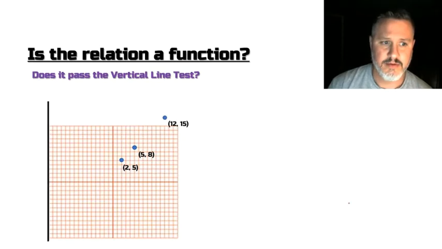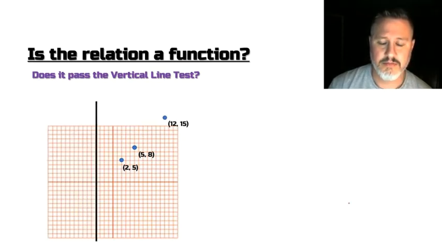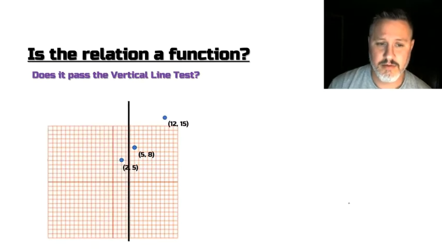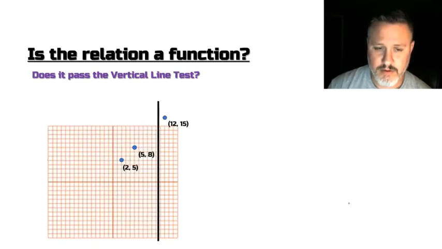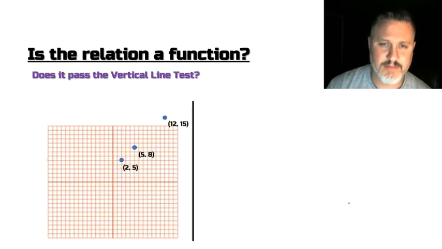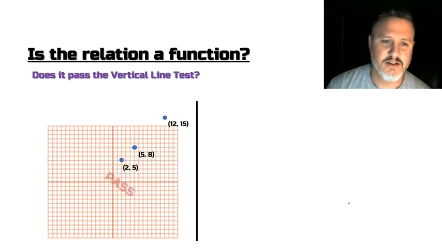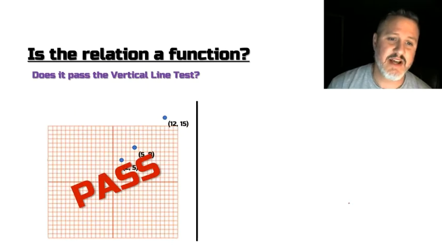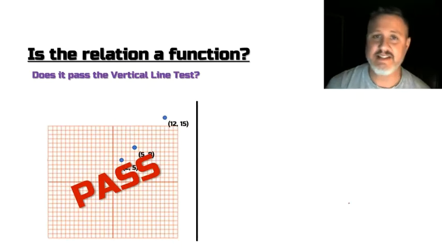Beep, beep, beep, beep. Well, that beep test wasn't very interesting at all. That passed the vertical line test. There's no place where two dots hit the line at the same exact time. So it passed. That is a function.